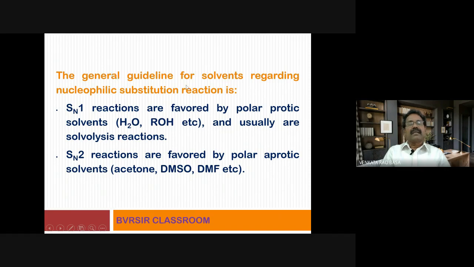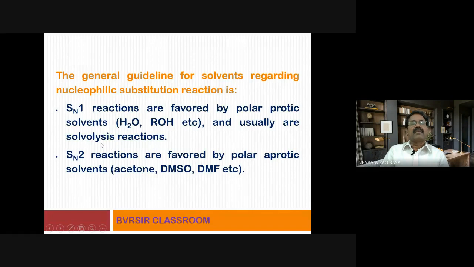The general guideline for solvents regarding nucleophilic substitution reactions, how they influence various organic reactions, etc. SN1 reactions are favored by polar protic solvents. Note down that point. So, for bringing about SN1 reaction, which type of solvents are more favorable? Polar protic solvents are more favorable. Best examples: water, alcohols, etc. And usual are solvolysis reactions.